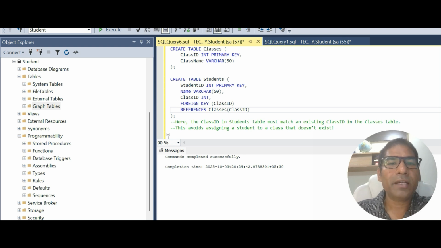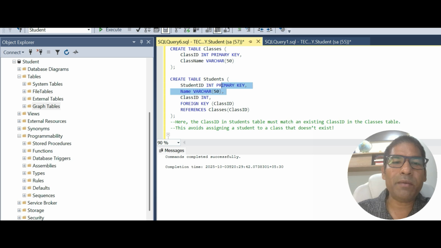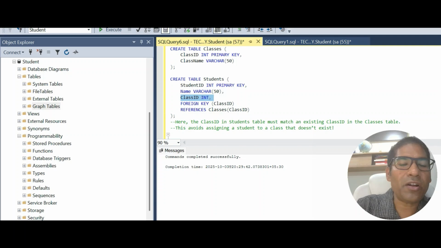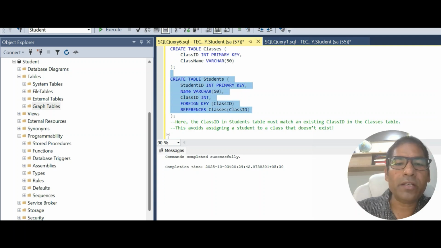In the class table, class ID is the primary key, and in the student table, student ID is the primary key, and the foreign key is the class ID. So here the class ID in the student table must match an existing class ID in the class table. This avoids assigning a student to a class that does not exist. So it is also called a reference key.